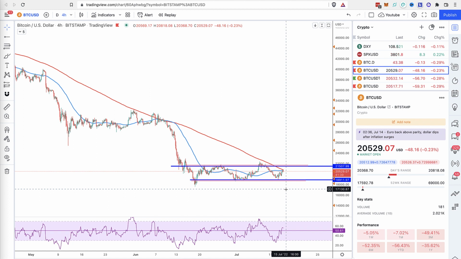What do you think is going to happen? Is this range, do you think it's going to break to the upside, or do you think it's going to fail once again and break to the downside and take Bitcoin into the low teens?